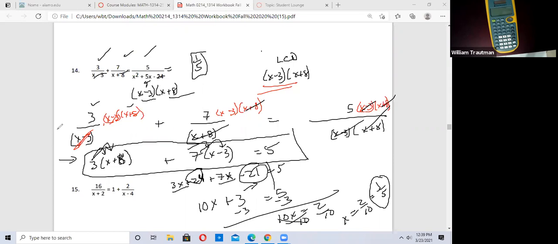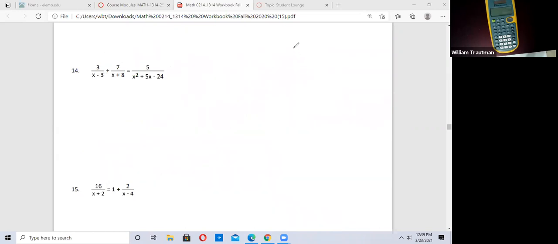That was number 14. You will have one of those on the test. Every problem I'm doing for you will be very similar to problems that are on the test. There will be problems very similar to this one. Number 19 is next.